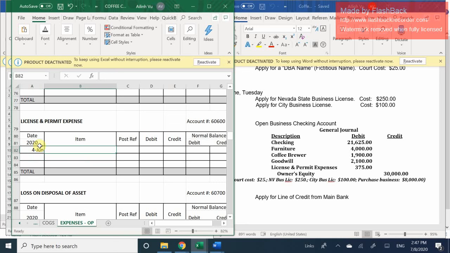Now this is where I can be descriptive and say, okay, the state charged me, so the NV license was for $250, comma, the city license was for $100, comma, and then court was $25.